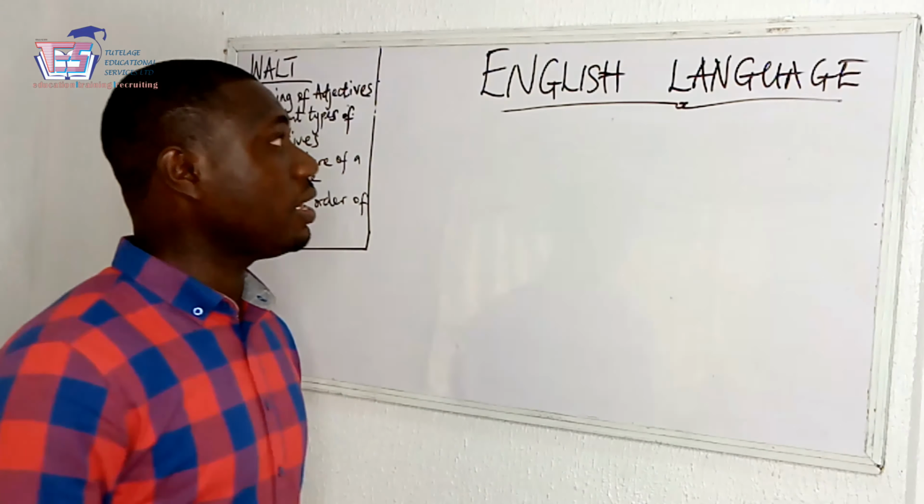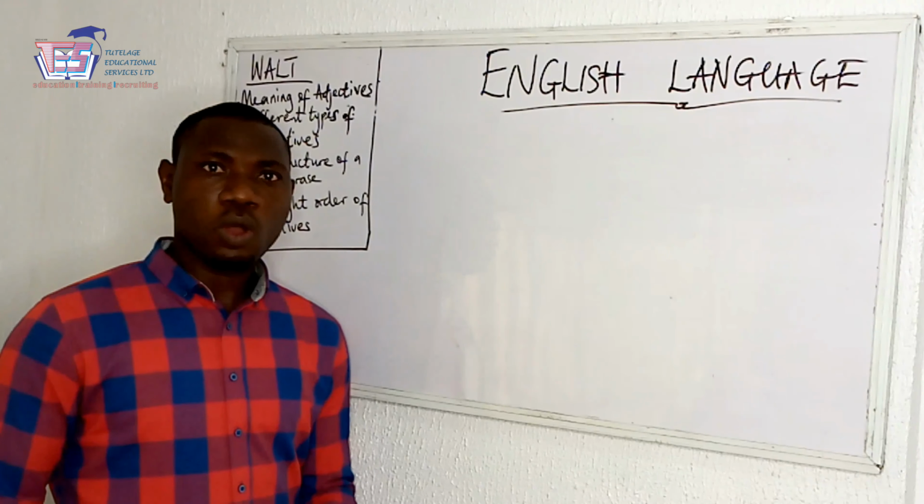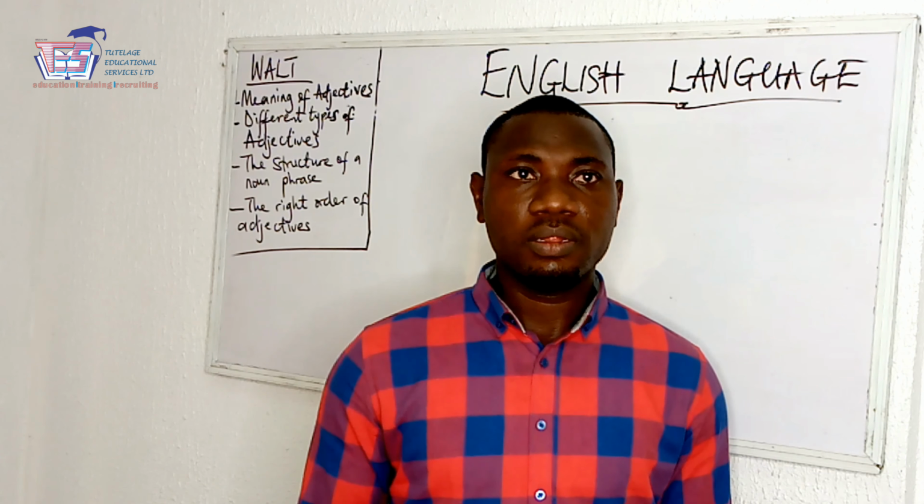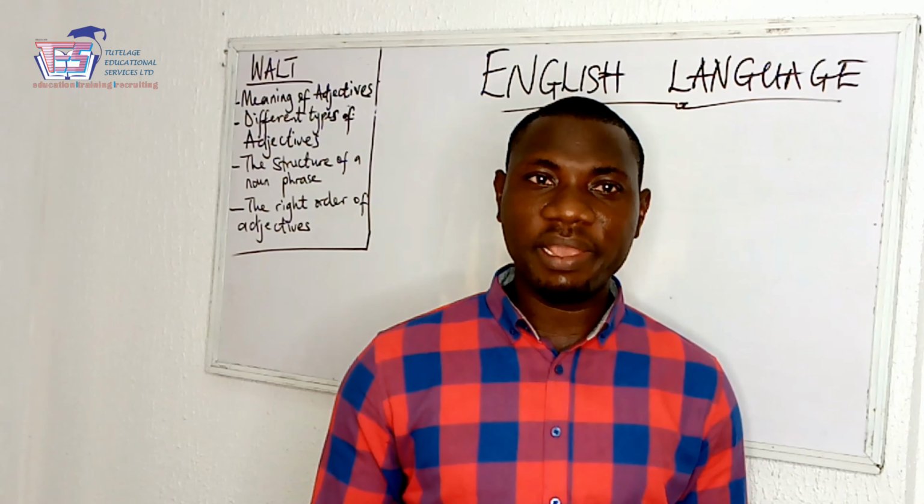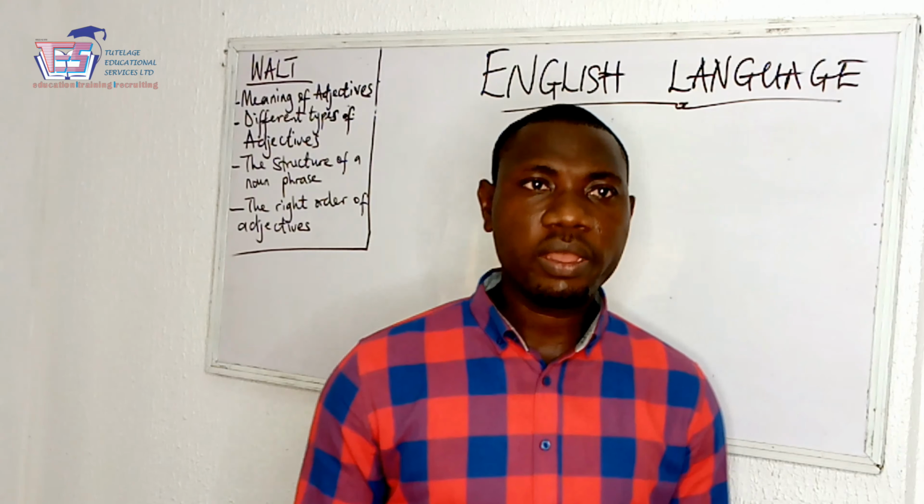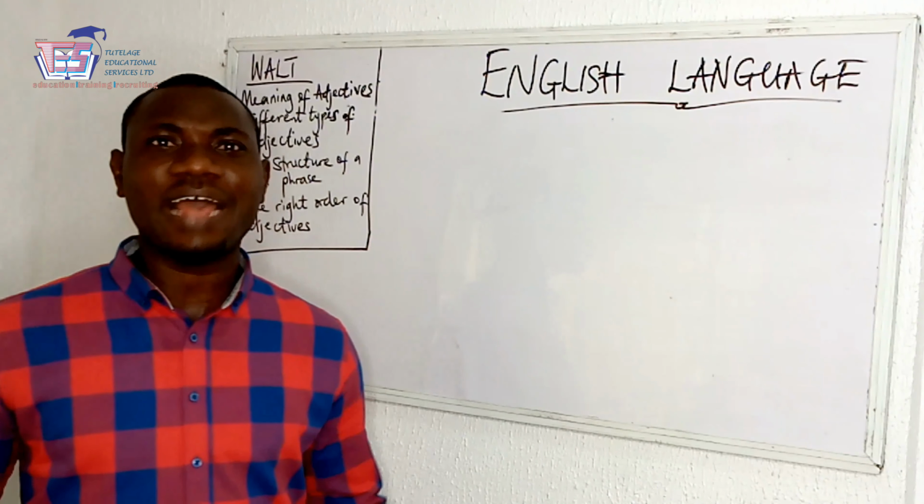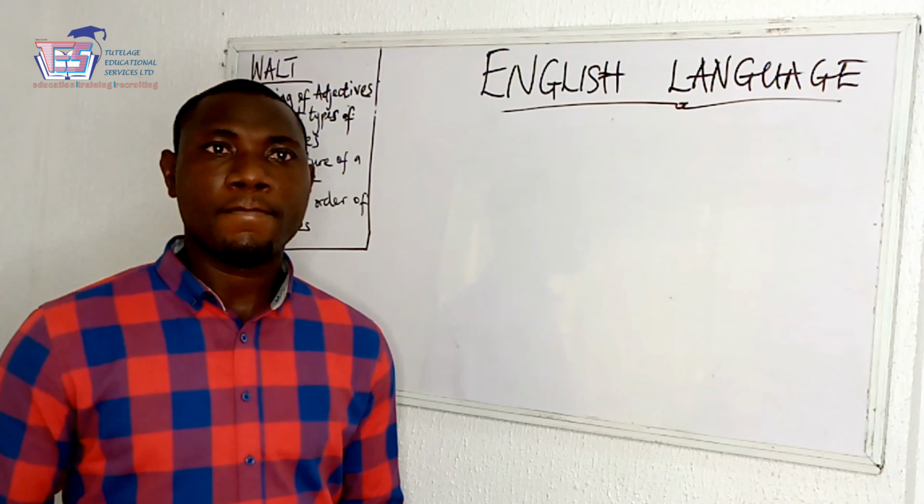So I'd like to start with the meaning of adjectives. What are adjectives? Adjectives are describing words. So words that tell you the qualities of things or people or animals are called adjectives. That's about the meaning of adjectives. Okay, now moving on from there, we have different types of adjectives.